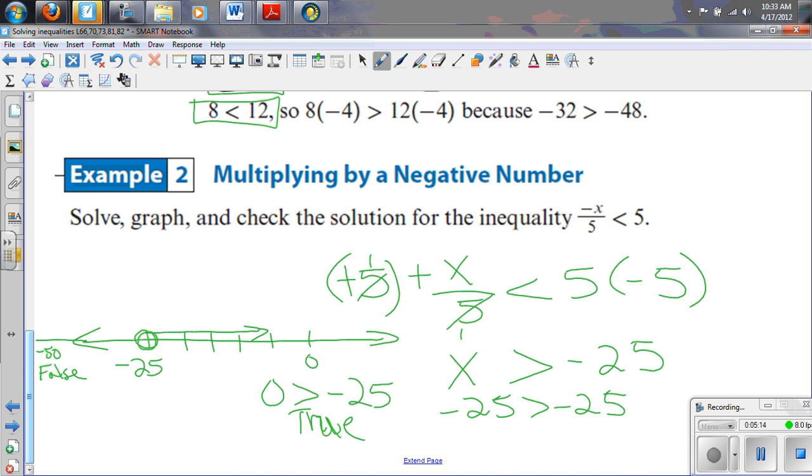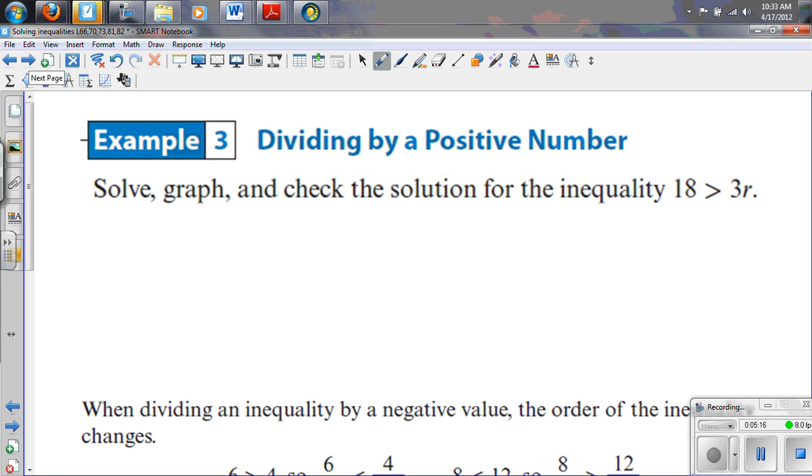Page 2. Dividing with inequalities. Dividing with inequalities works the same way as multiplying with inequalities. So on this problem, we're going to divide both sides by 3. And so we get r is less than 6. And you might want to switch that around to r is less than 6 this way. Those are the same thing.